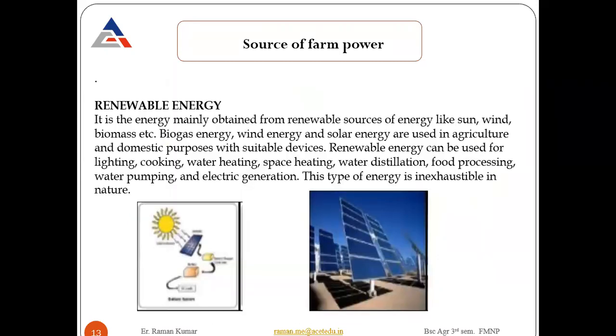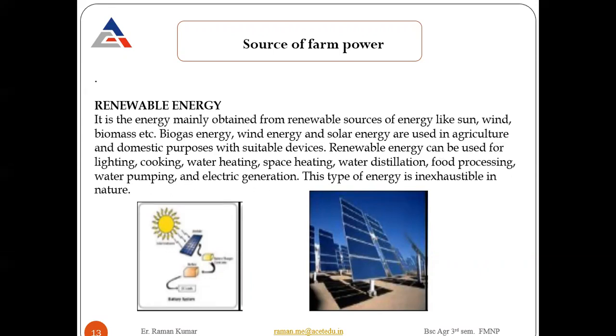Next, we have renewable energy. What is renewable energy? It is the energy mainly obtained from renewable sources like sun, wind, and biomass. Biomass energy, wind energy, and solar energy are used in agriculture and for domestic purposes with suitable devices. Renewable energy can be used for lighting, cooking, water heating, space heating, water distillation, water pumping, food processing, and electrical generation. So we can use this type of energy in every place, as I have mentioned.